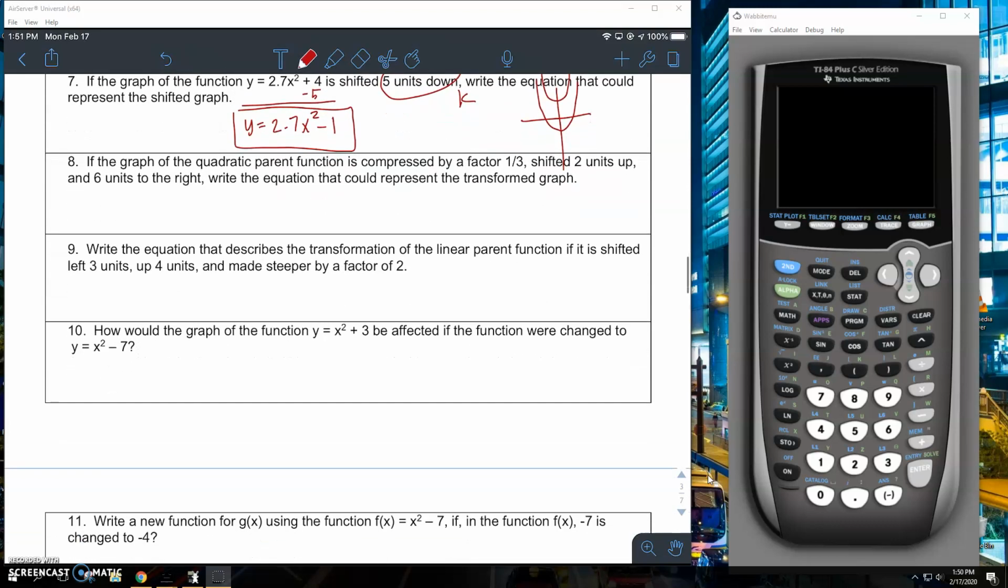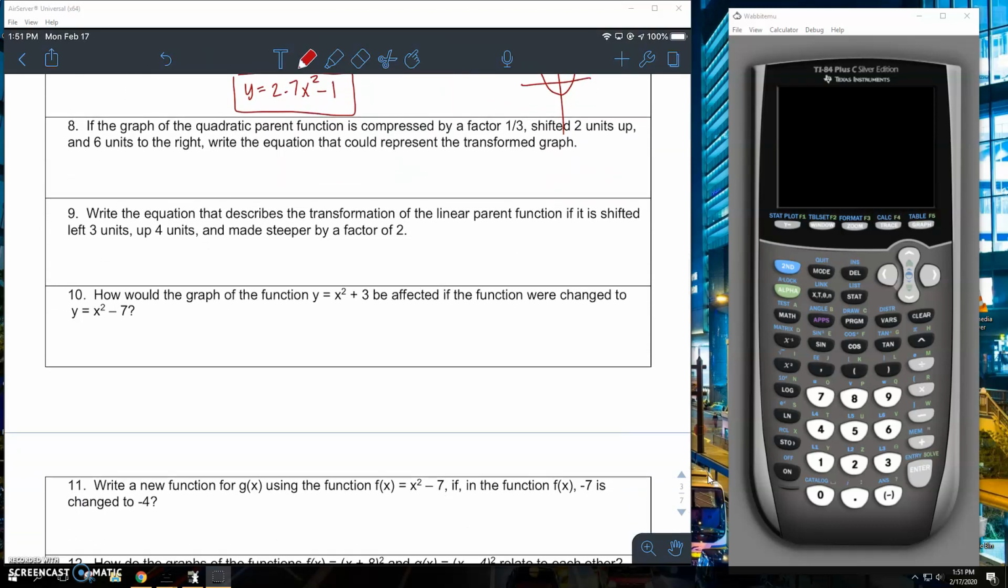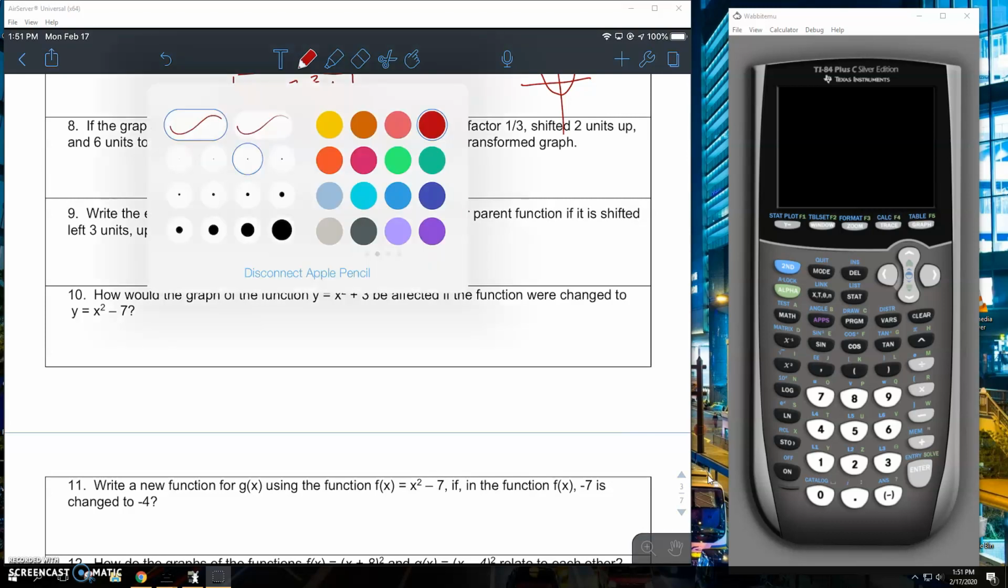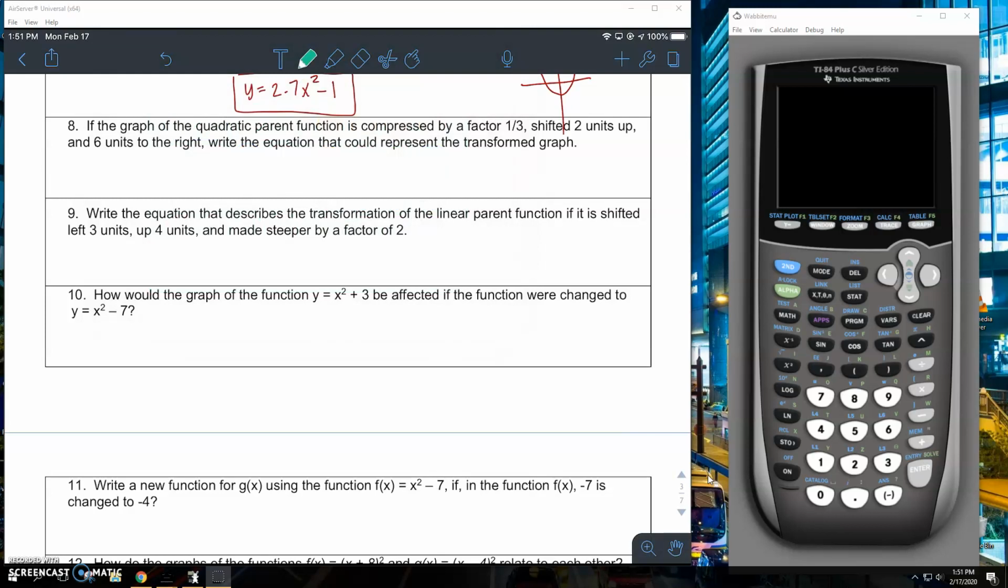Number 8, if the graph of the quadratic parent function is compressed by a factor of 1/3, shifted 2 units up and 6 units to the right, write the equation. So what I'm going to do is label that with my a, h, and k. If I compress it, that's my a. If I go 2 units up, that's my k value. And 6 units right is my h value. So I'm just filling in vertex form.